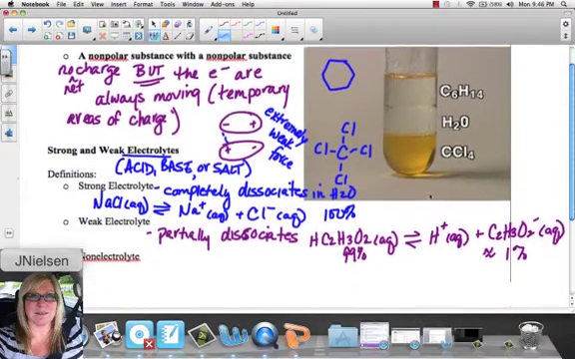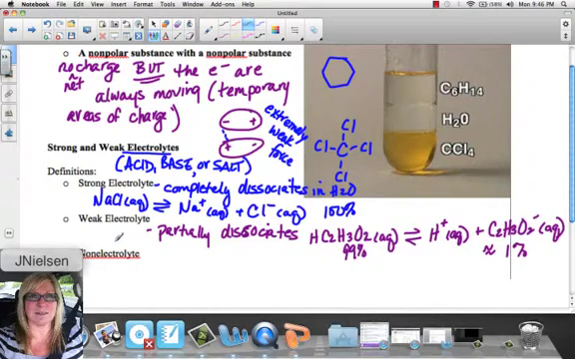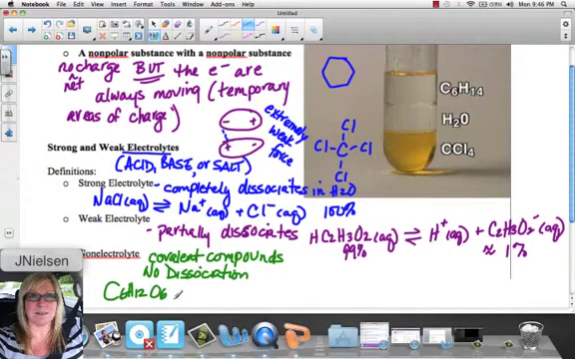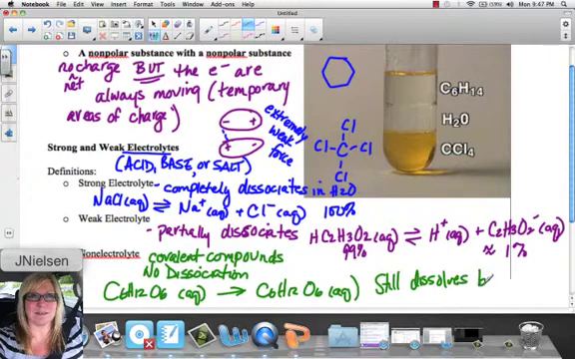And non-electrolytes, as you might have gathered, are covalent compounds. So we mean made up of non-metals, and there is no dissociation. So if I have sugar, C6H12O6 aqueous, it's C6H12O6 aqueous. It still dissolves because it is polar. But it does not dissociate.